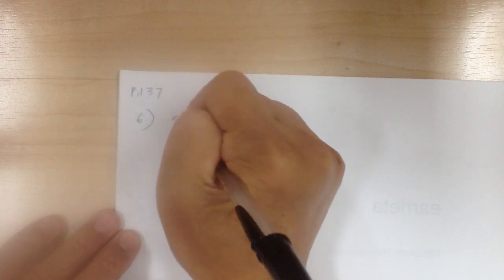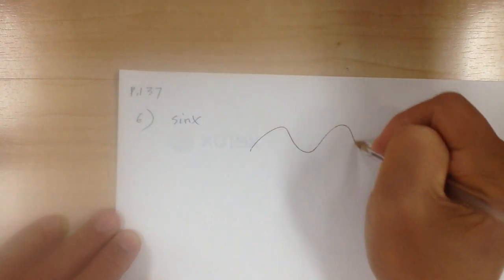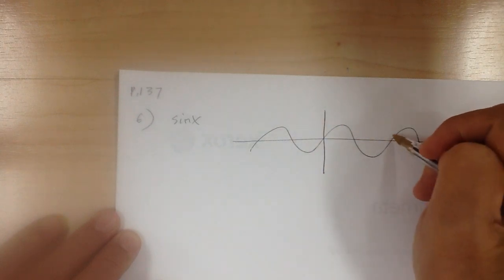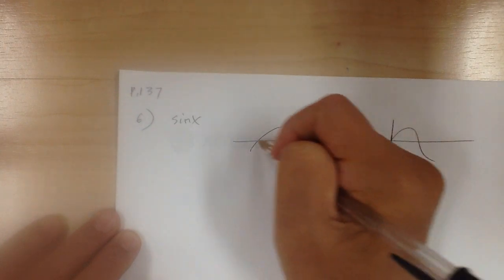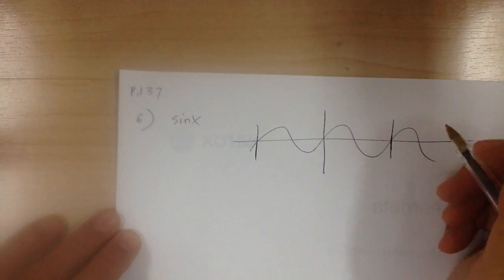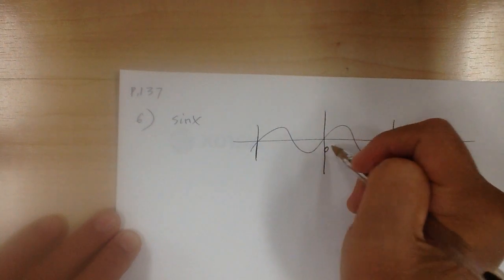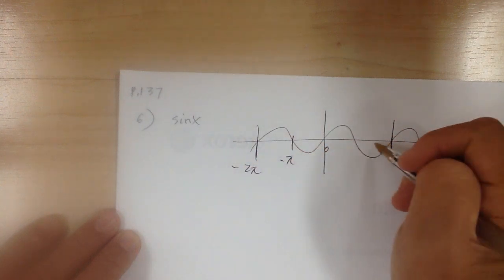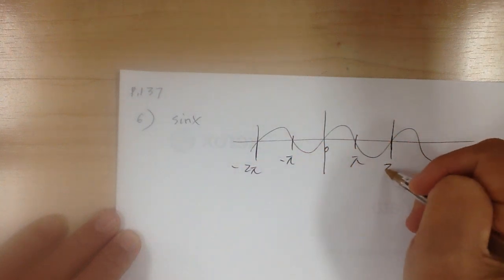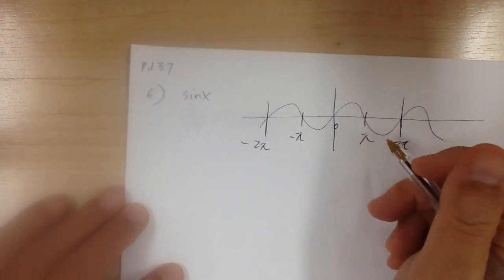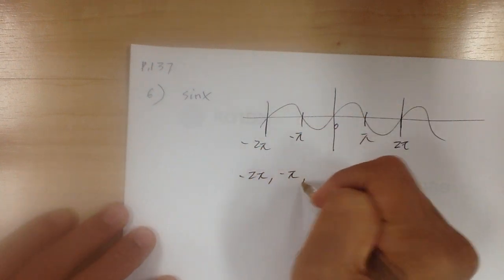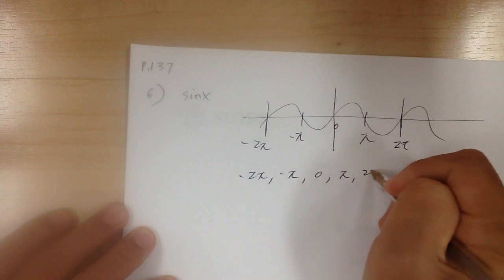Okay, number 6, the intercepts for sine of x, for 2 periods. Here's the sine graph. It crosses right over here and right over here. Here's 0, here's 2 pi, this is negative 2 pi, negative pi, here's your pi, and here's 2 pi. Those are your points. So the intercepts would be negative 2 pi, negative pi, 0, pi, and 2 pi.